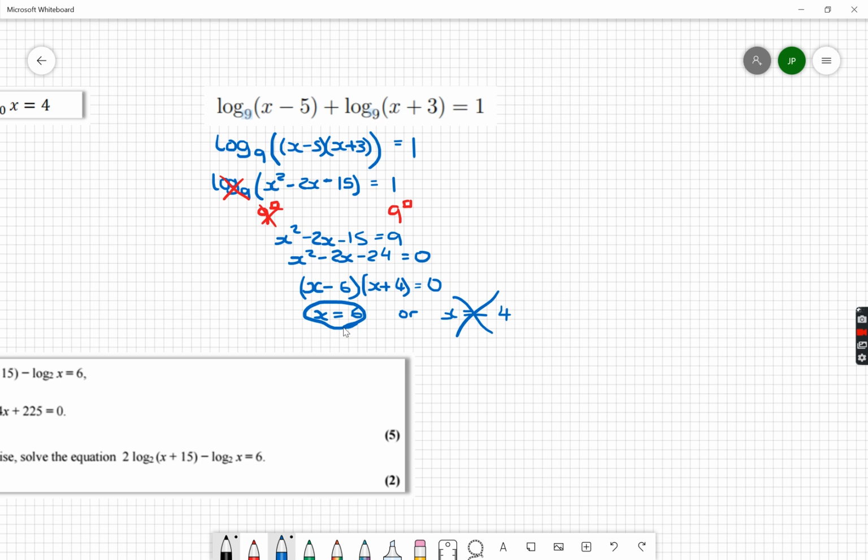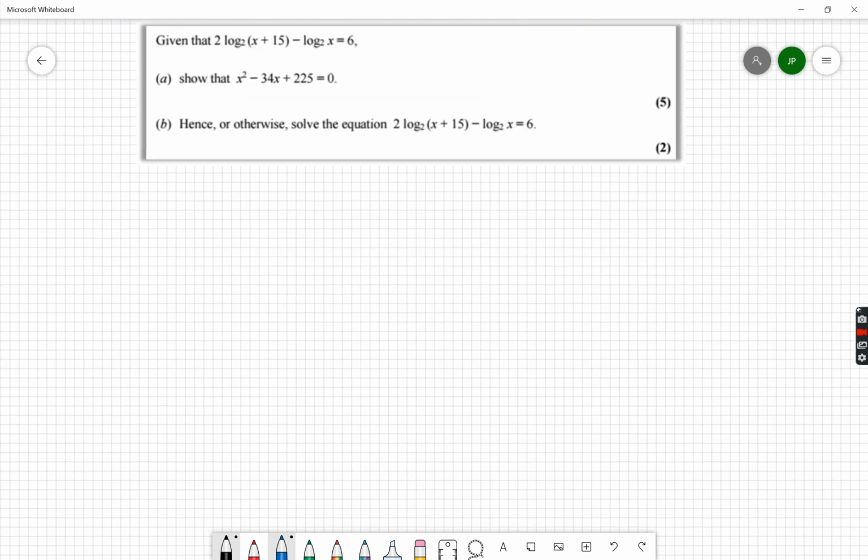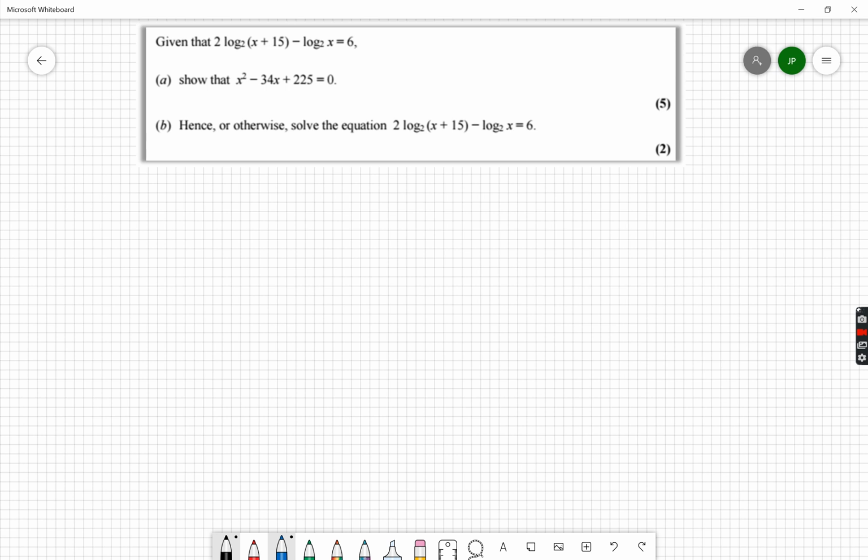Okay, so that's a case of a bit of extra algebra involved, but the rules are all the same. All the same laws. Right, last one. Take it from an exam question. It is an old spec exam question. Given that 2 log base 2 of (x plus 15) minus log base 2 of x equals 6, show that x squared minus 34x plus 225 equals 0.